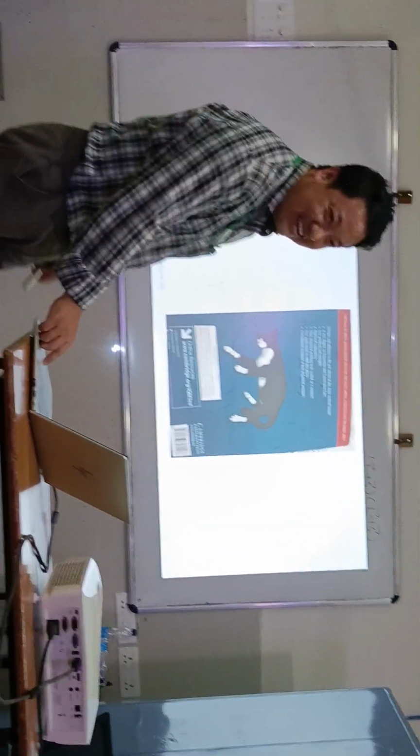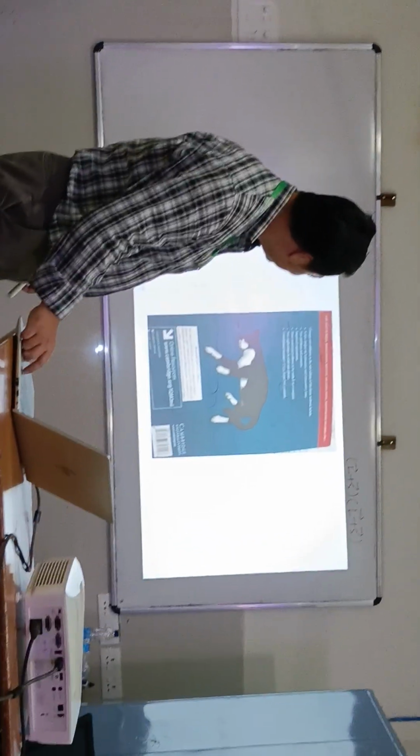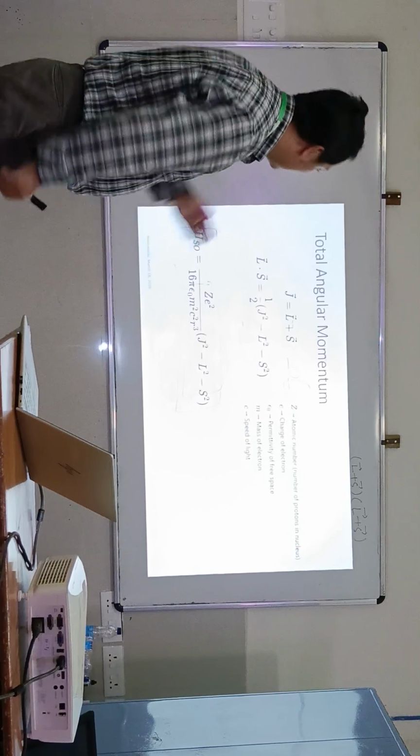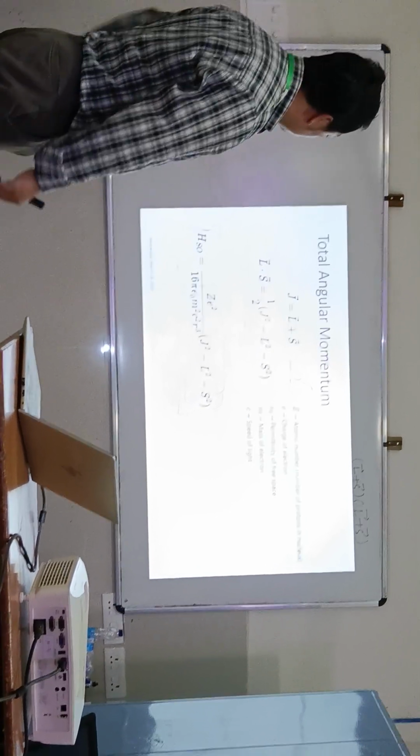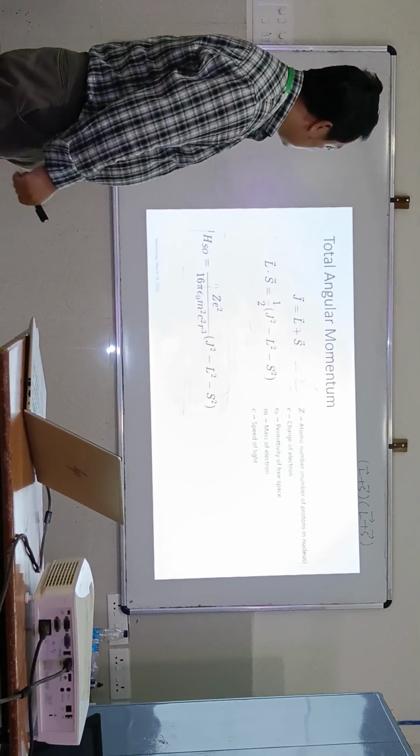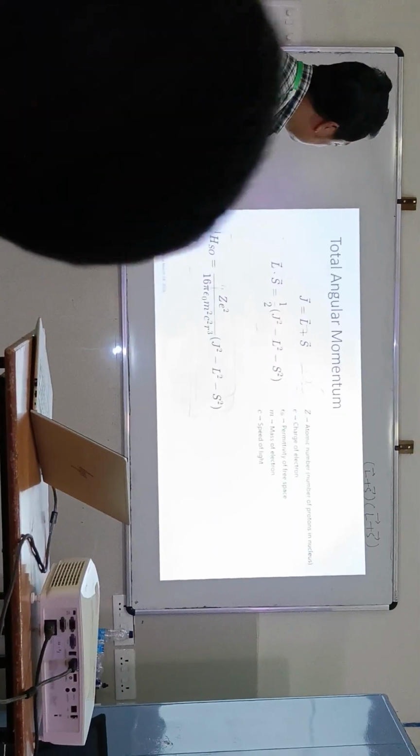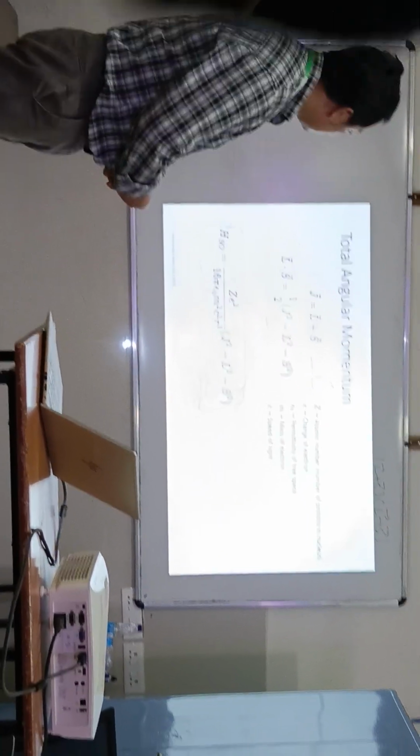Just go back one second. Here, e is the charge of the electron, epsilon 0 is the permittivity of free space, m is the mass, c is the speed of light. Here there is no R term. R is the radius of the orbit, between the electron and the nucleus.